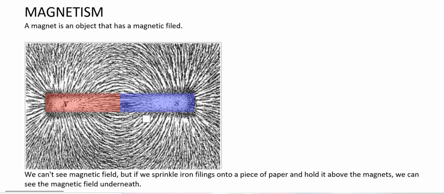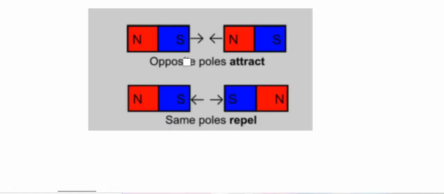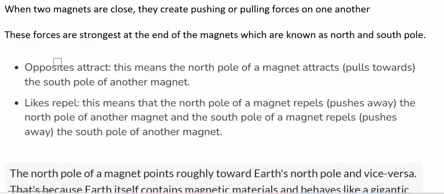This is the magnetic field. Remember this: opposite poles attract and same poles repel. The meaning of that is, opposites attract, so the North pole of a magnet attracts the South pole of another magnet. Like poles repel: the North Pole repels or pushes away the North Pole of another magnet, and the South Pole of a magnet repels or pushes away the South Pole of another magnet.